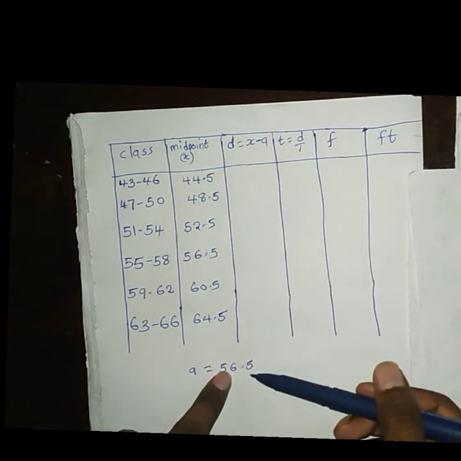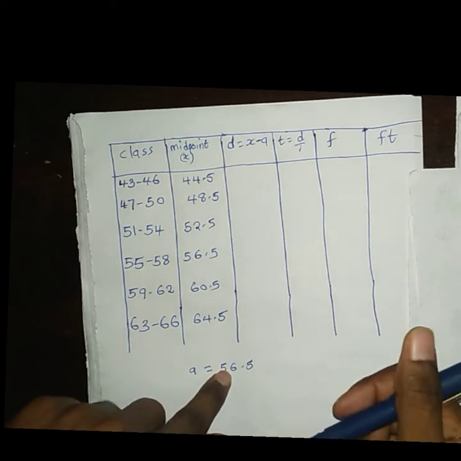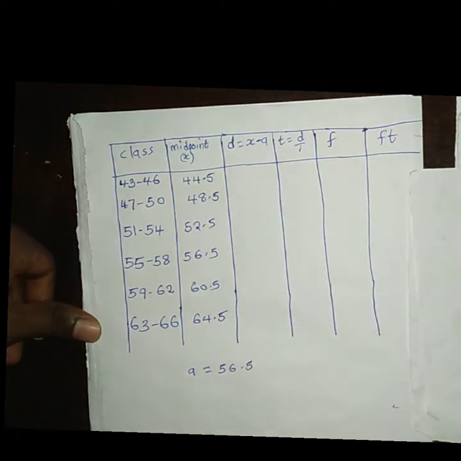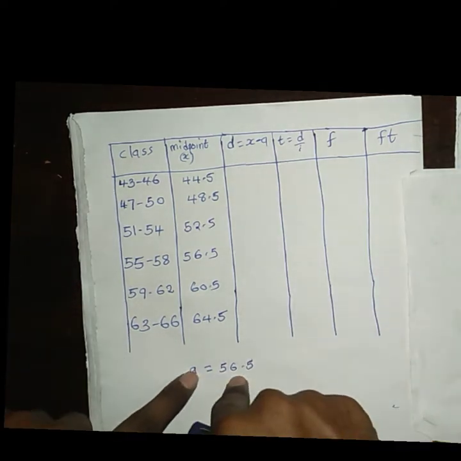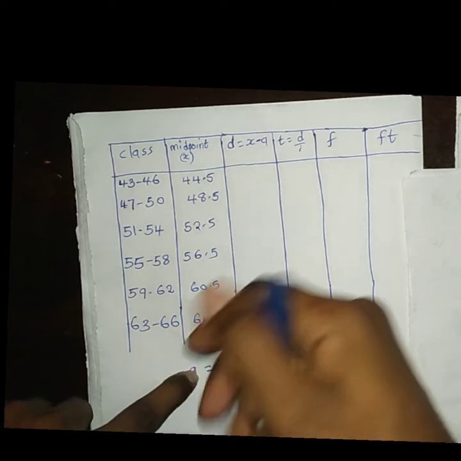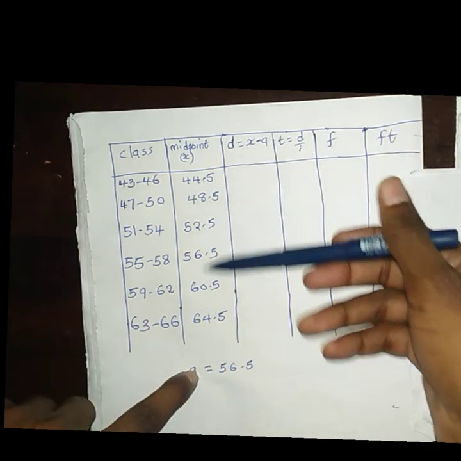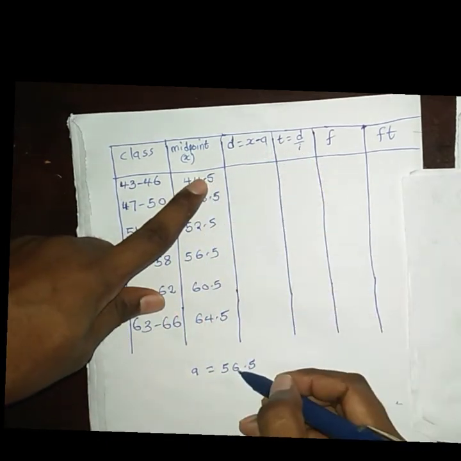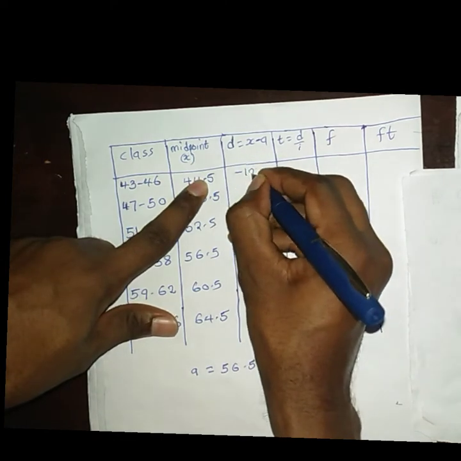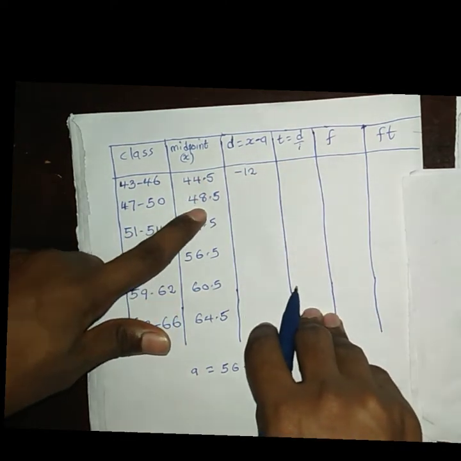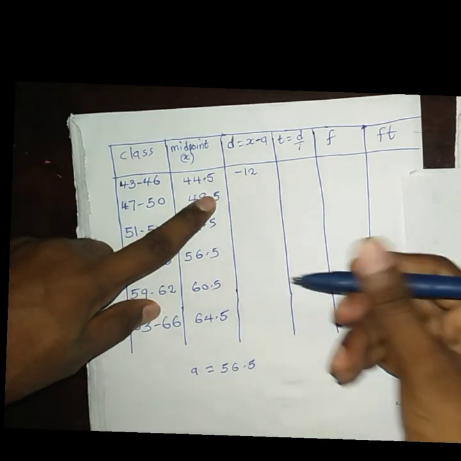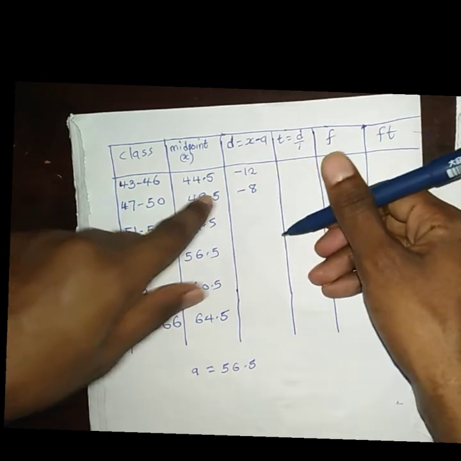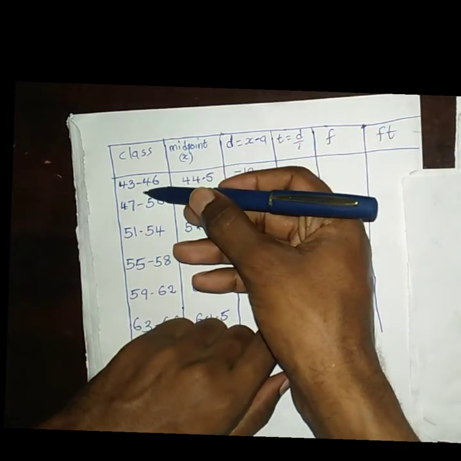So let's take 56.5 as our assumed mean, and we have said you have the right to take any value from this column as your assumed mean. So we have the value of a, which is the assumed mean, and the x are these values. So we subtract 44.5 minus a, which is 56.5, and we get negative 12. 48.5 minus 56.5, you are going to get negative 8. Then we can fill the rest of the column by just adding the class length, or class interval.